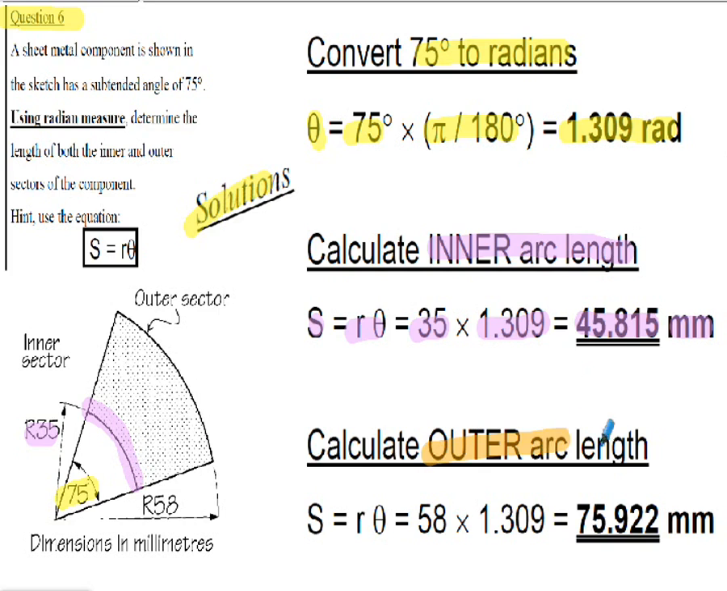And finally, calculating the outer arc length, S equals to r theta. The r now is 58 millimeters, that's shown here, and the angle is as per above. That gives us a value of 75.922 millimeters for the outer arc length, which is this arc length shown here.